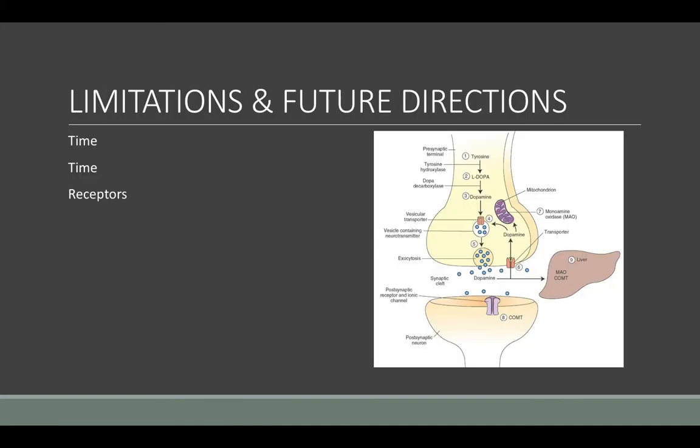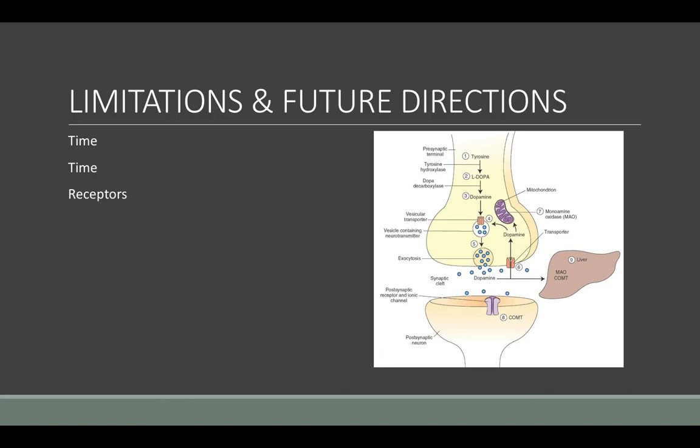So here we are with the limitations and the future directions. I had mentioned time. First of all, the time that was devoted to this study could have been much longer. This could have easily been a 5-year study, maybe, but it takes many months to treat the tissue and to look at the tissue and analyze the tissue.